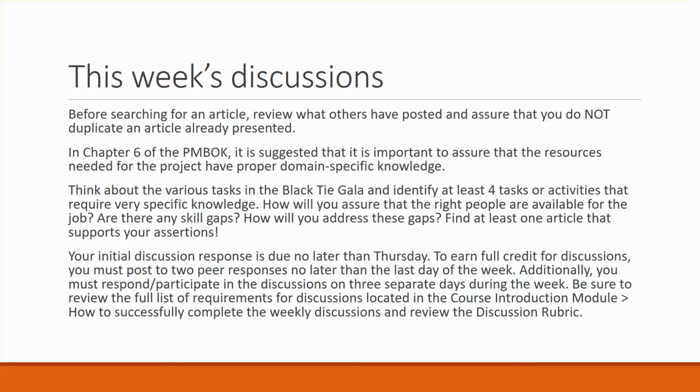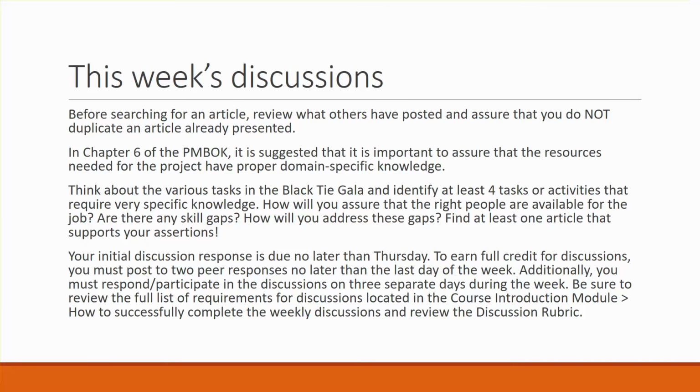Domain-specific knowledge. So think about the various tasks in the Black Tie Gala and identify at least 4 tasks or activities that require some very specific domain type of knowledge. And then how are you going to assure that you have the right people available for the job? What are some of the skill gaps? How will you address the skill gaps? Find at least 1 article that supports your assertions. Okay, your initial discussion response is due no later than Thursday, and you know how to earn full credit.